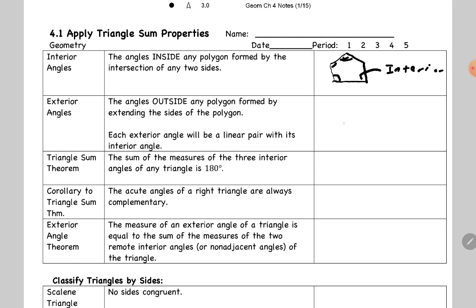And then if there are interior angles, there must be exterior angles. Exterior means outside. So if we draw that same polygon, and if we extend one of the sides, this angle here is called the exterior angle.